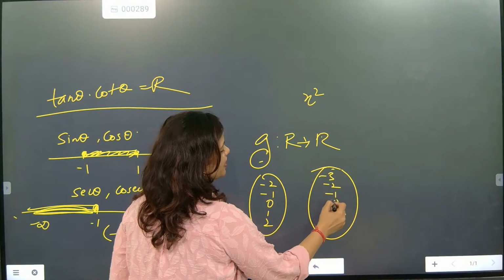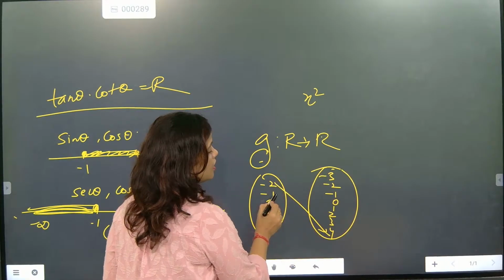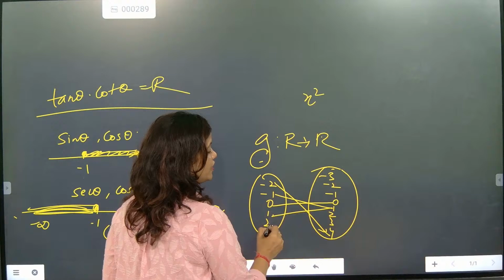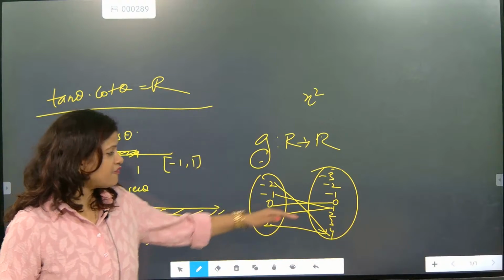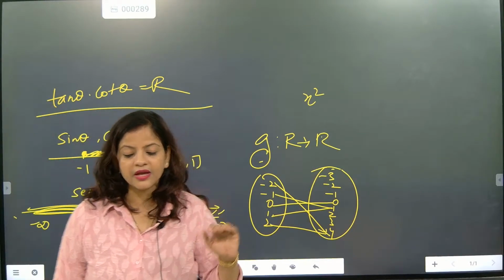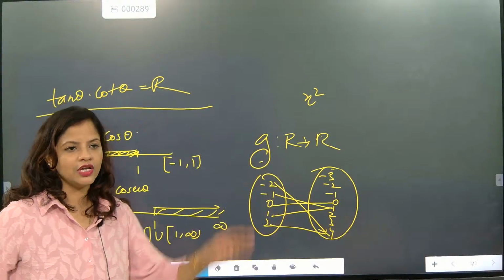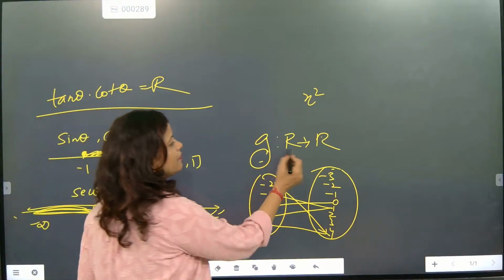-3, -2, -1, 0, 1, 2, 3, 4. So -2 is coming as 4, -1 is coming as 1, 0 is coming as 0, 1 is coming as 1, 2 is coming as 4. So definitely you see everything is coming positive only, relation and function. So when everything is coming positive here, that means range will be what?